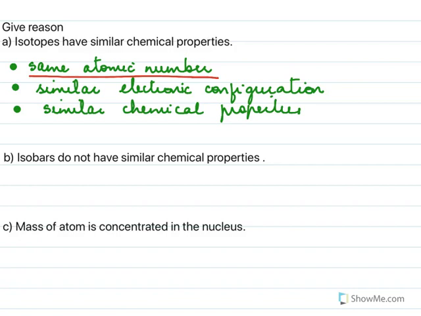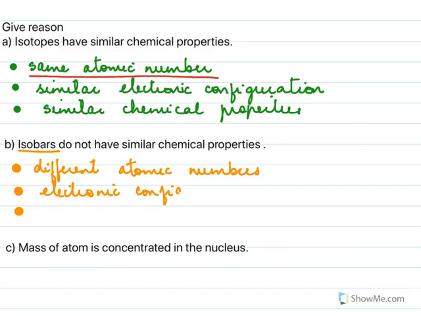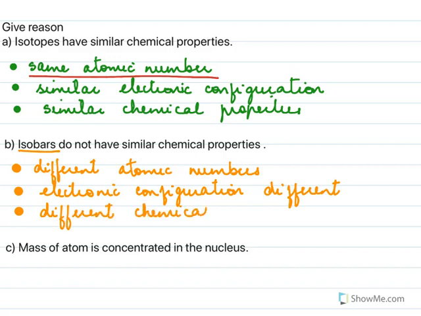Now isobars do not have similar chemical properties. Remember, isobars have different atomic numbers. And because they have different atomic numbers, the electronic configuration is also different. The distribution of electrons is also different. And since the electrons are distributed differently, they have different chemical properties. So remember, atomic number is very important. They have different atomic number, different electronic configuration, hence different chemical properties.